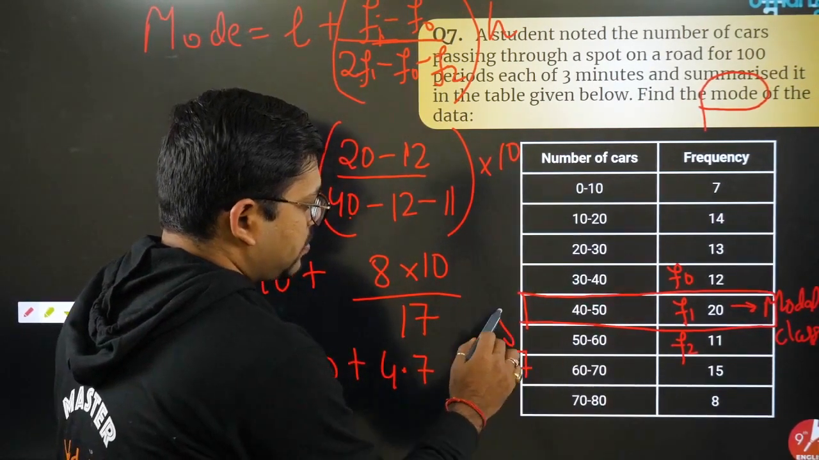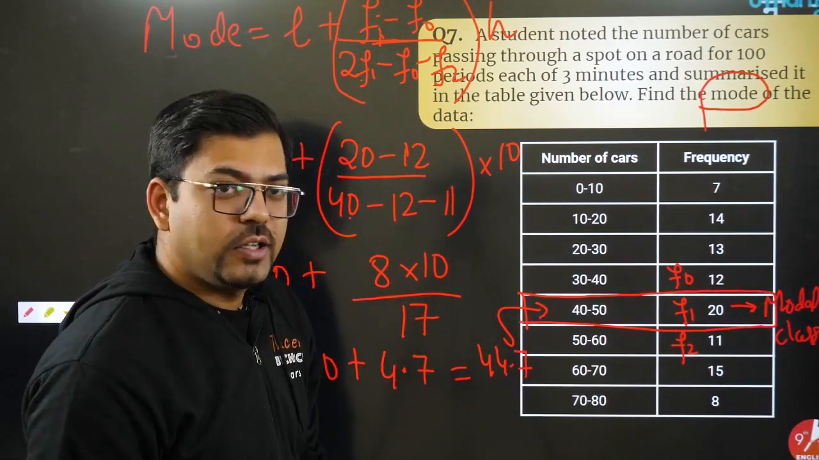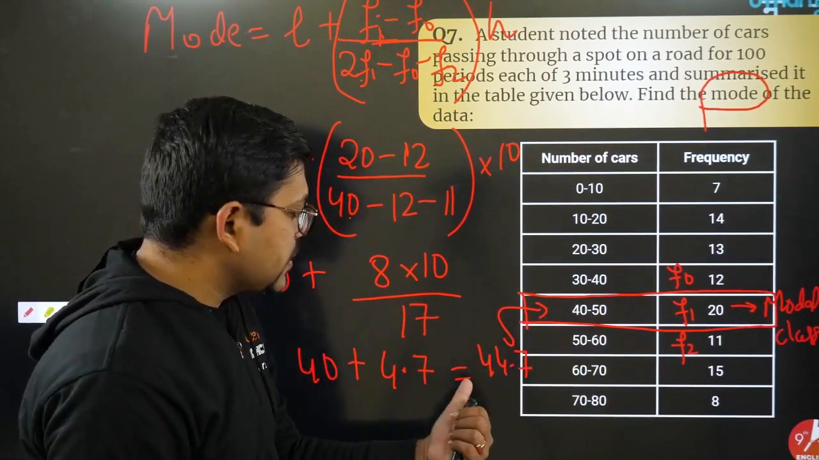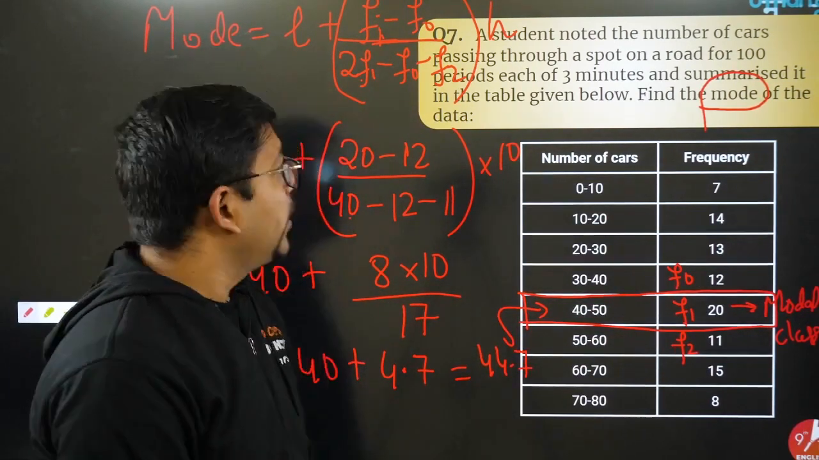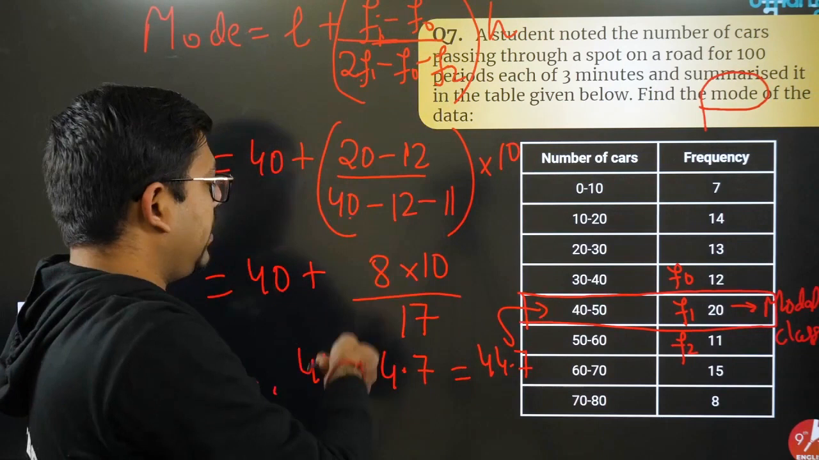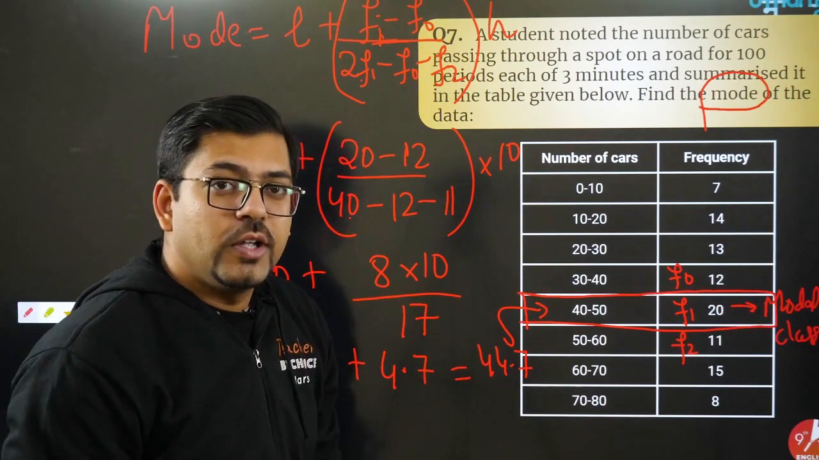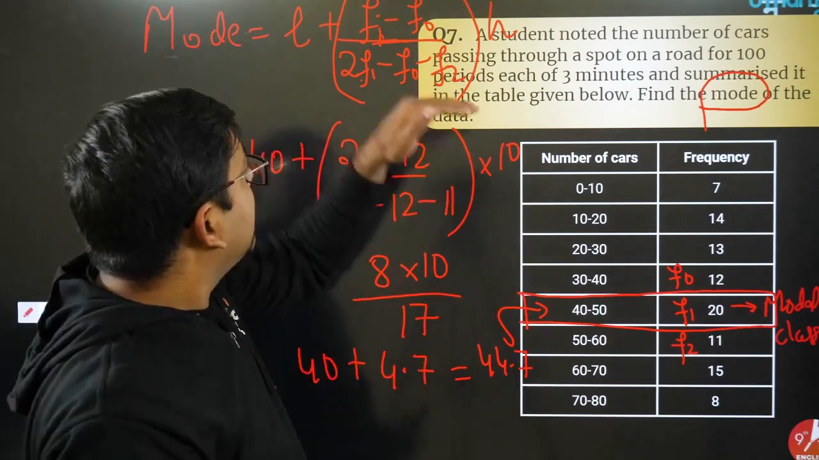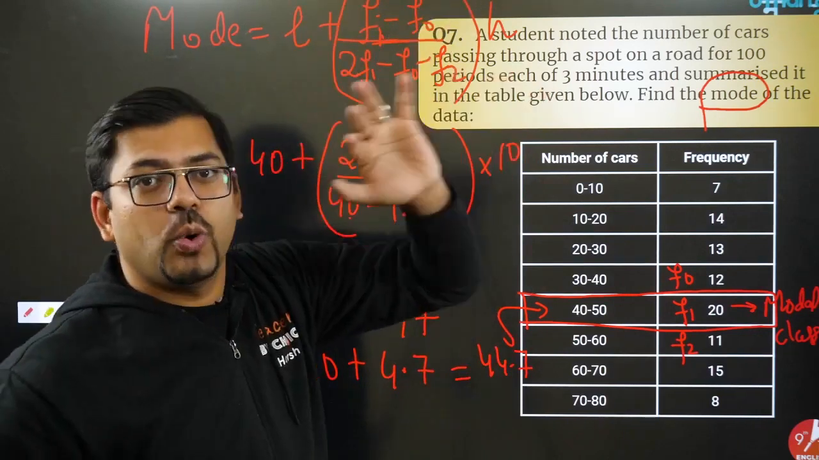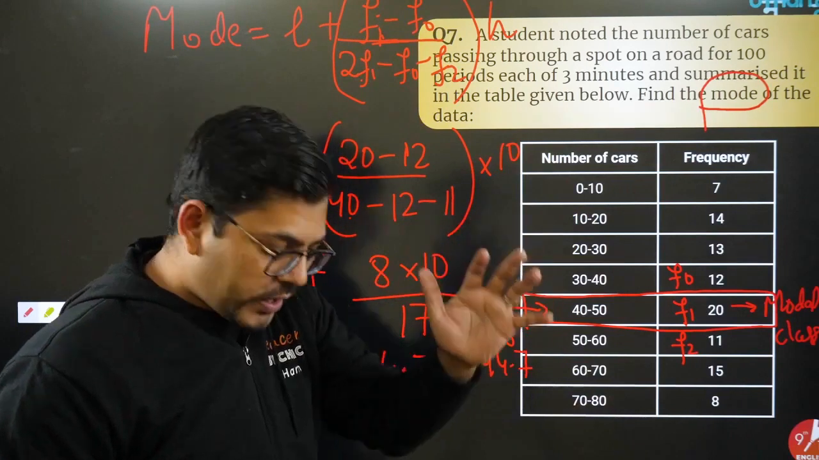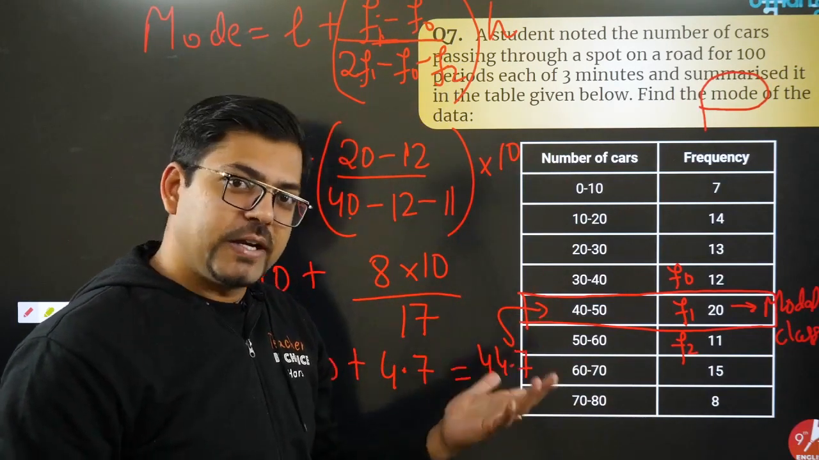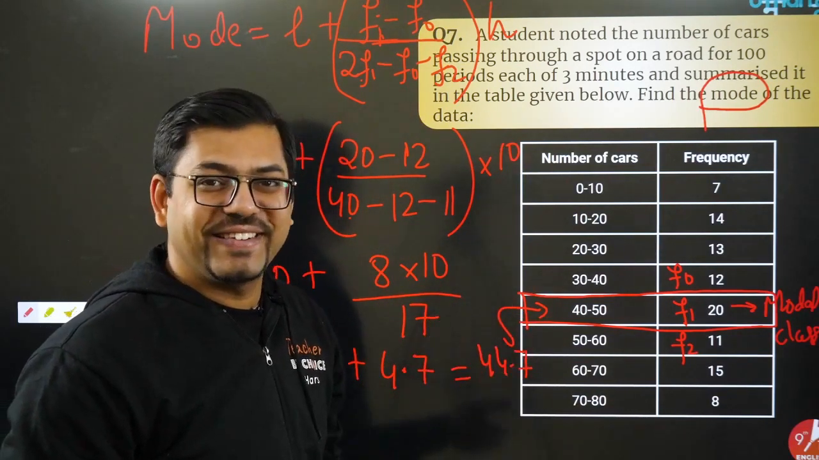See here, this mode came from this class, na? The 40 to 50 class. That is why this is called the modal class. So you have to apply just this formula and then solve it. The tough part here is remembering the formula. That's the only tough part. Once you remember the formula, everything is done. So how can you remember this formula? Practice multiple questions. That's the only method.